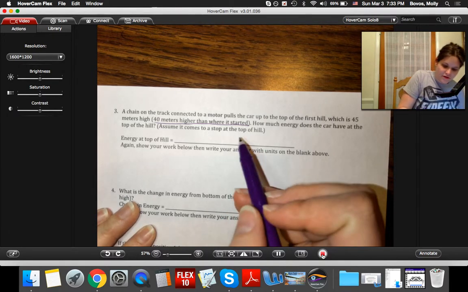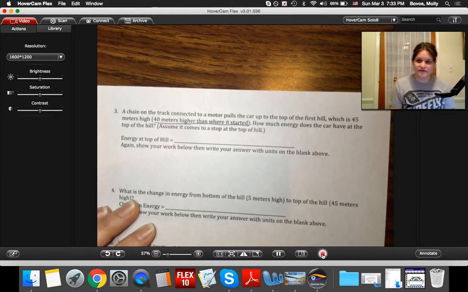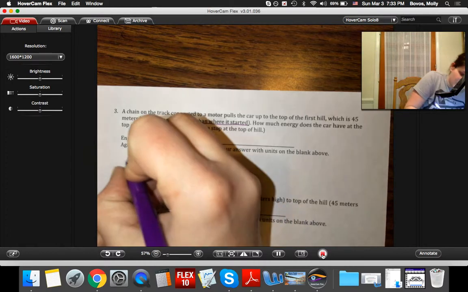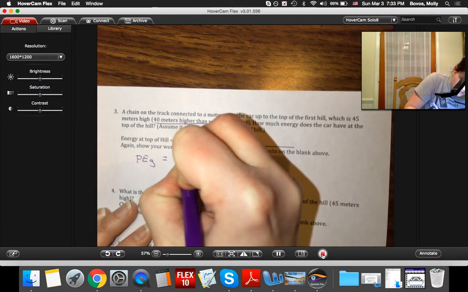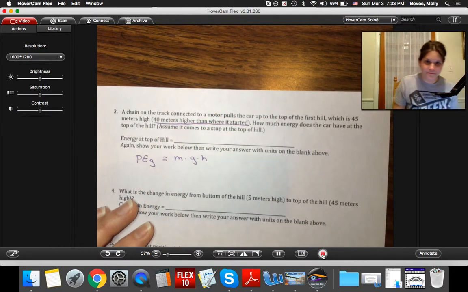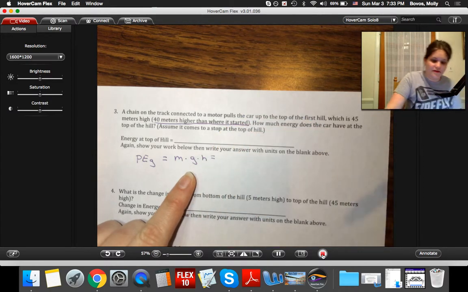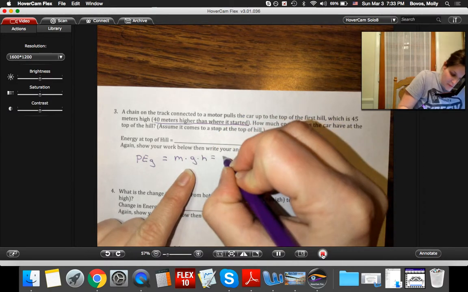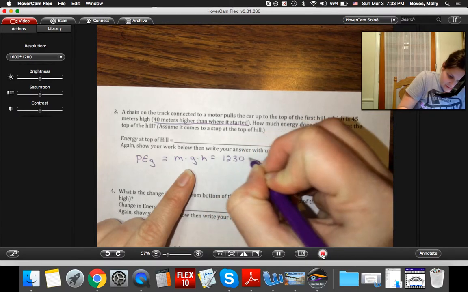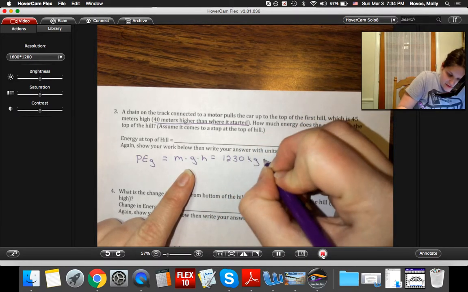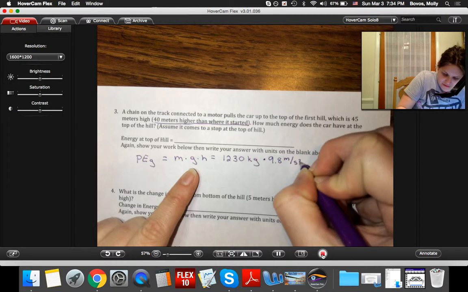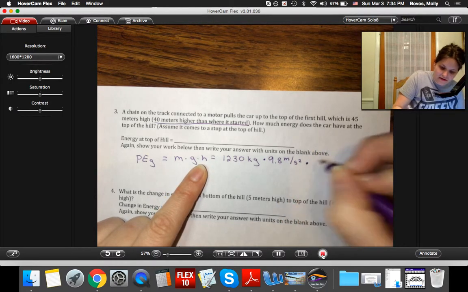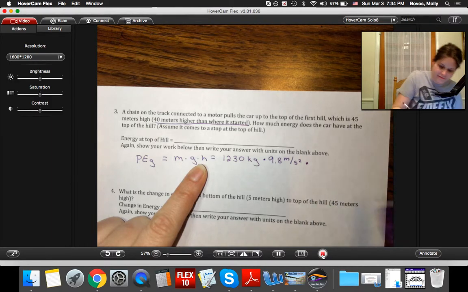Okay, so again, since the only kind of energy that it's going to have here is that gravitational potential energy, then we're going to use PEG is equal to m times g times h. So that is equal to, the mass is the same that it was before, 1230 kilograms, times gravity, the same as always, 9.8 meters per second squared, times the height. This new height is now 45 meters high.